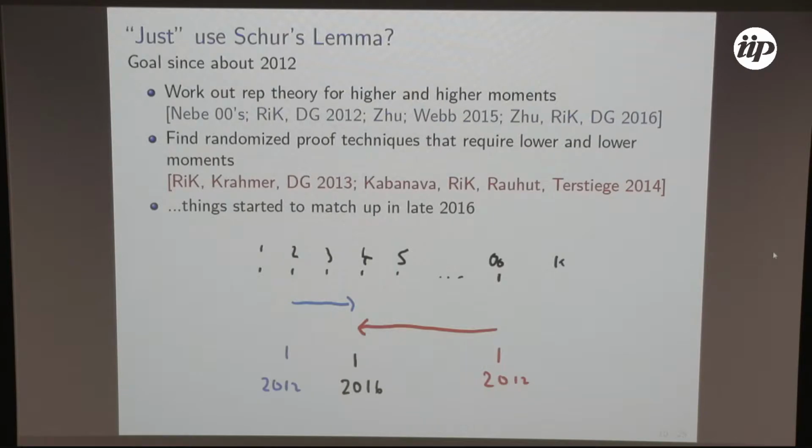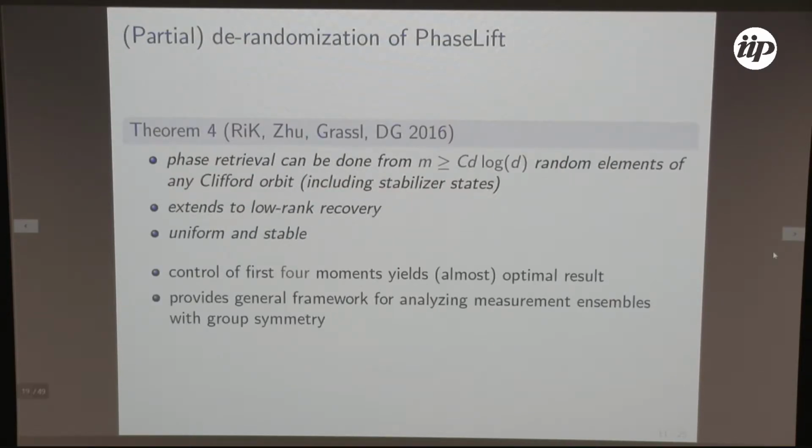Let me now quickly jump to one of the results that I promised you. David was mentioning this phase retrieval problem, and he told you that quite good results were found if you choose your measurement vectors randomly from a Gaussian distribution, so very generic. What we could prove is that phase retrieval can be done from an order of dimension times the log of the dimension random elements of any Clifford orbit. This includes stabilizer states. Up to an additional log factor, this is actually optimal, because if you want to find an arbitrary d-dimensional vector, then this has d degrees of freedom and you can't hope to get by with fewer than d.